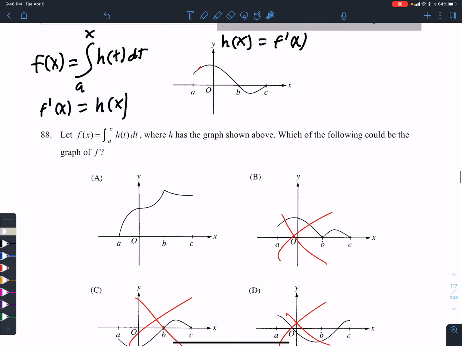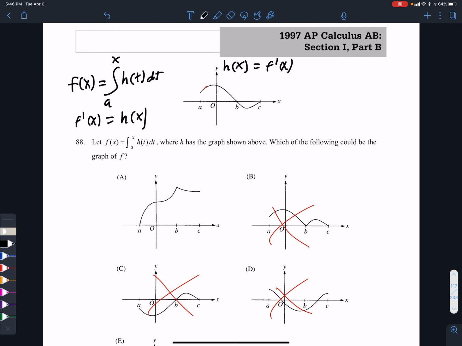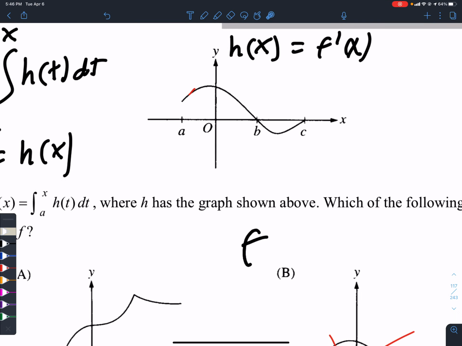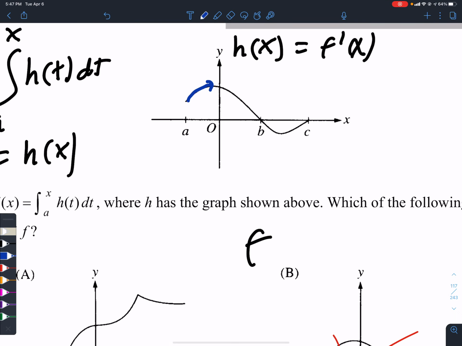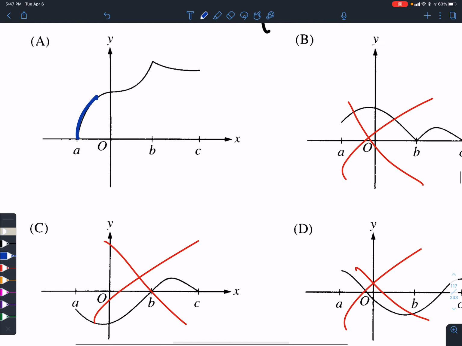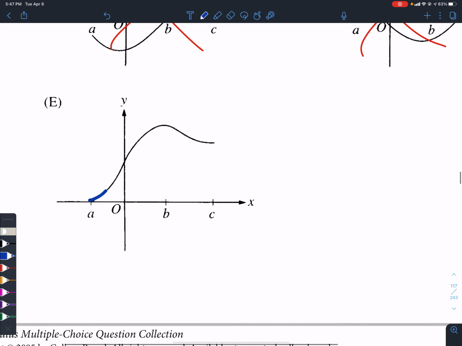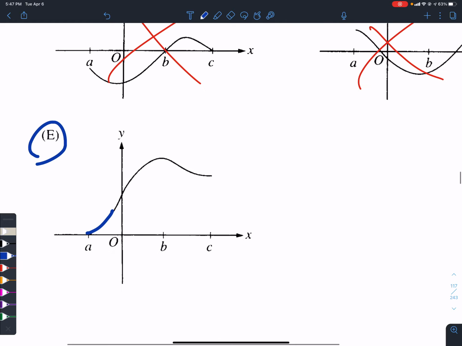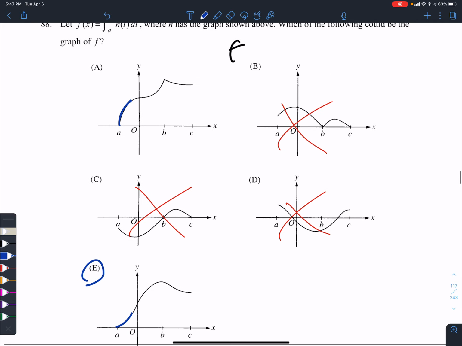Okay, so one of these down here is f. This is the derivative of f. But now check this out. See if this makes sense. On this interval, I claim f prime is increasing. If f prime is increasing, that means the second derivative is positive. If the second derivative is positive, that means f is concave up. So the one that has to match is the concave up in that region. This is concave down. This is concave up. It's got to be E. Okay, that's the other way to look at it that's a little more analytical. That's number 88.